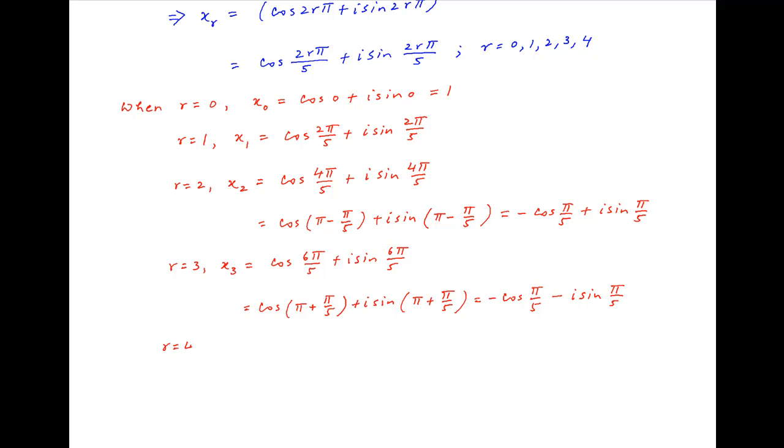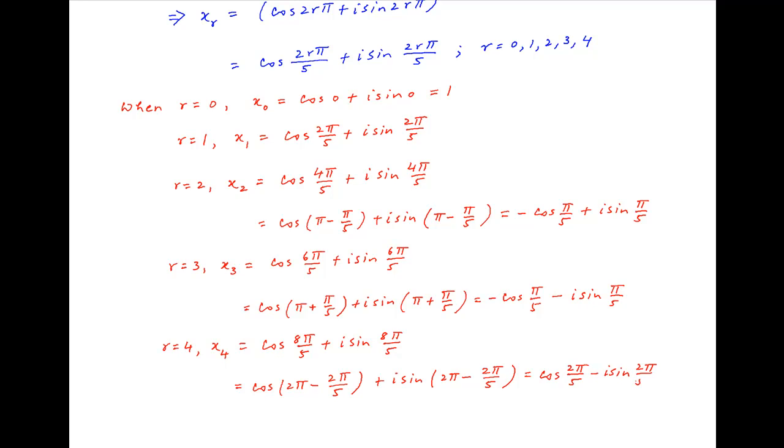And finally, when r is equal to 4, the root x4 is equal to cos of 8π upon 5 plus i times sine of 8π upon 5. And this can be written as cos of 2π minus 2π upon 5 plus i times sine of 2π minus 2π upon 5. Now cos is positive and sine is negative in the fourth quadrant, therefore this is equal to cos of 2π upon 5 minus i times sine of 2π upon 5.